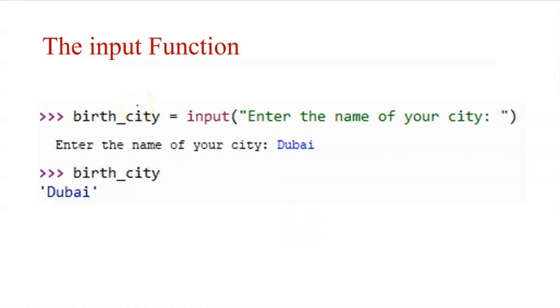So in this example, a simple example, the user is asked to enter a city, their city of birth, and for me it's Dubai. So that's the birth city. Now we don't have to use the str function over here. Notice that, because by default the input statement is going to convert anything that the user enters to a string.